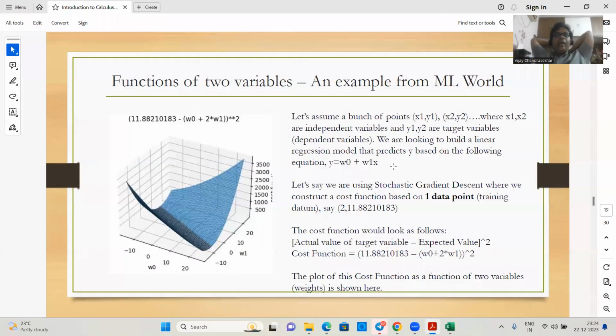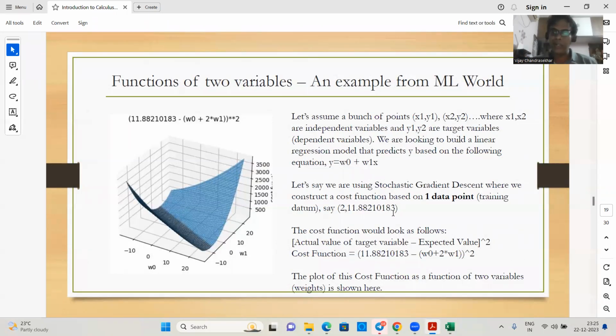Now, we are using what is called stochastic gradient descent. The difference between gradient descent and stochastic gradient descent is that when we use stochastic gradient descent, the cost function is determined based on one data point, period. When we do gradient descent, the cost function is determined based on all data points. That's the only difference between stochastic and the traditional gradient descent, or batch gradient descent. So let's say we're doing stochastic gradient descent, and what are we doing? We are focusing on one data point.